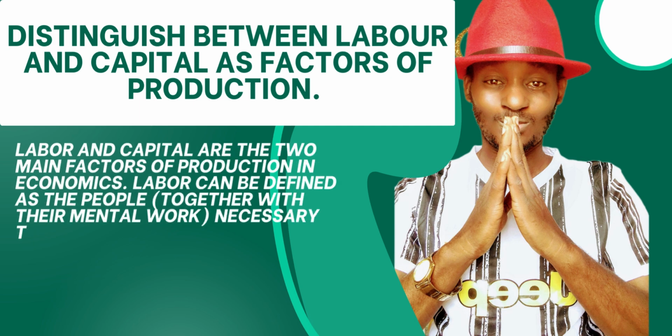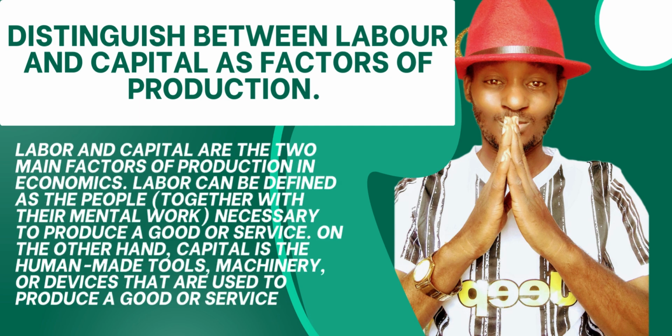Distinguish between labor and capital as factors of production. Labor and capital are the two main factors of production in economics. Labor can be defined as the people, together with their mental work, necessary to produce a good or service. On the other hand, capital is the human-made tools, machinery, or devices that are used to produce a good or service.